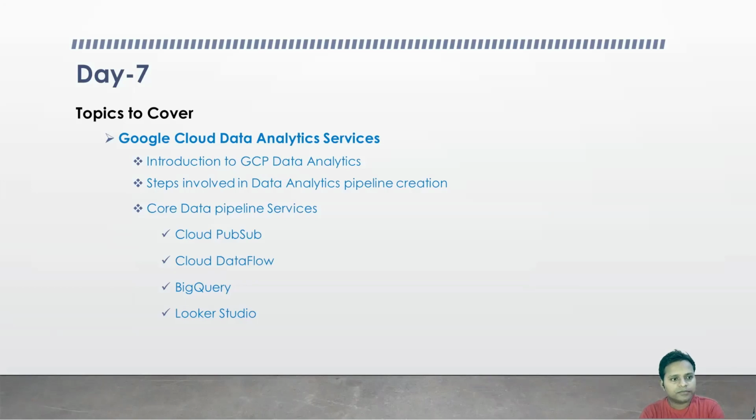So hi all. This is going to be our day 7 of Google Cloud Fundamentals training. The topic that we are going to cover today is Google Cloud Analytics Services. Here we'll talk about some basic understanding of how data processing is done on the GCP platform. What are the various steps involved? How do we actually create a data processing pipeline?